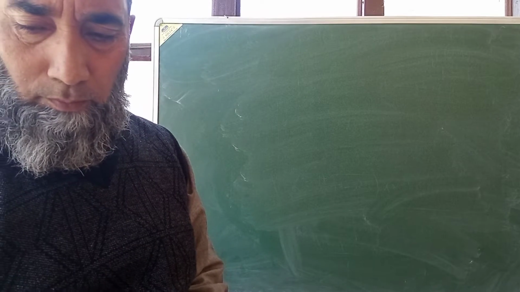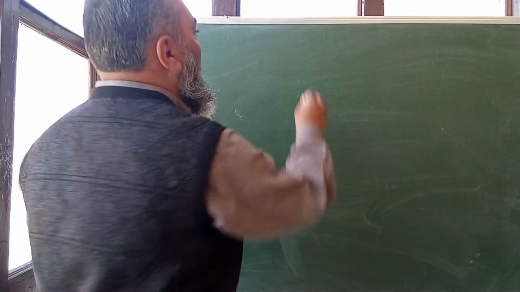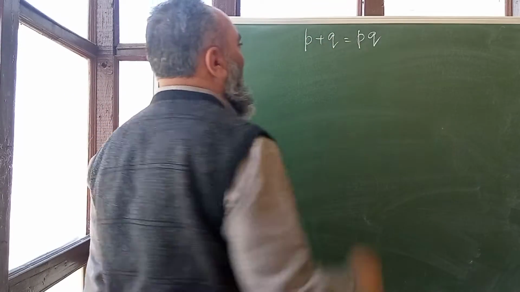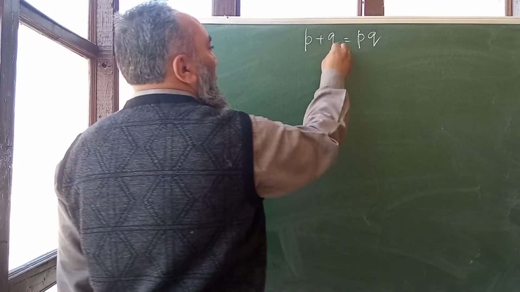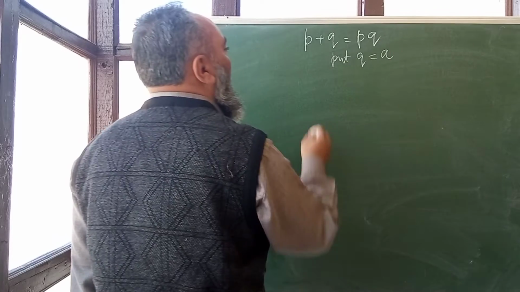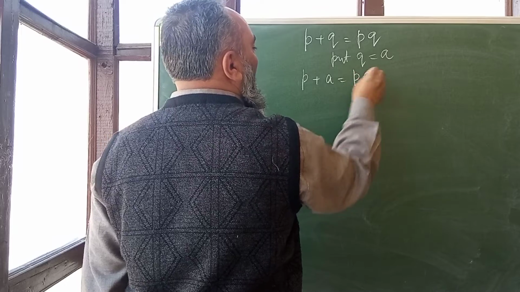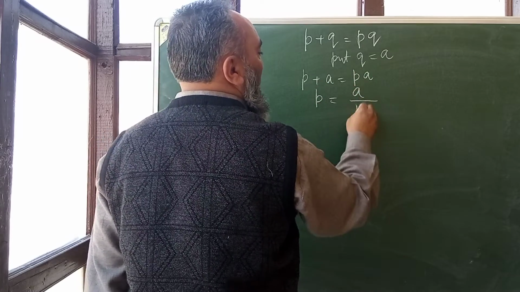Next one, let me have p plus q plus pq. P plus q equal to pq. So if we choose q equal to a, this is again pq form. I will get p plus a equal pa, or p equal a upon 1 minus a.